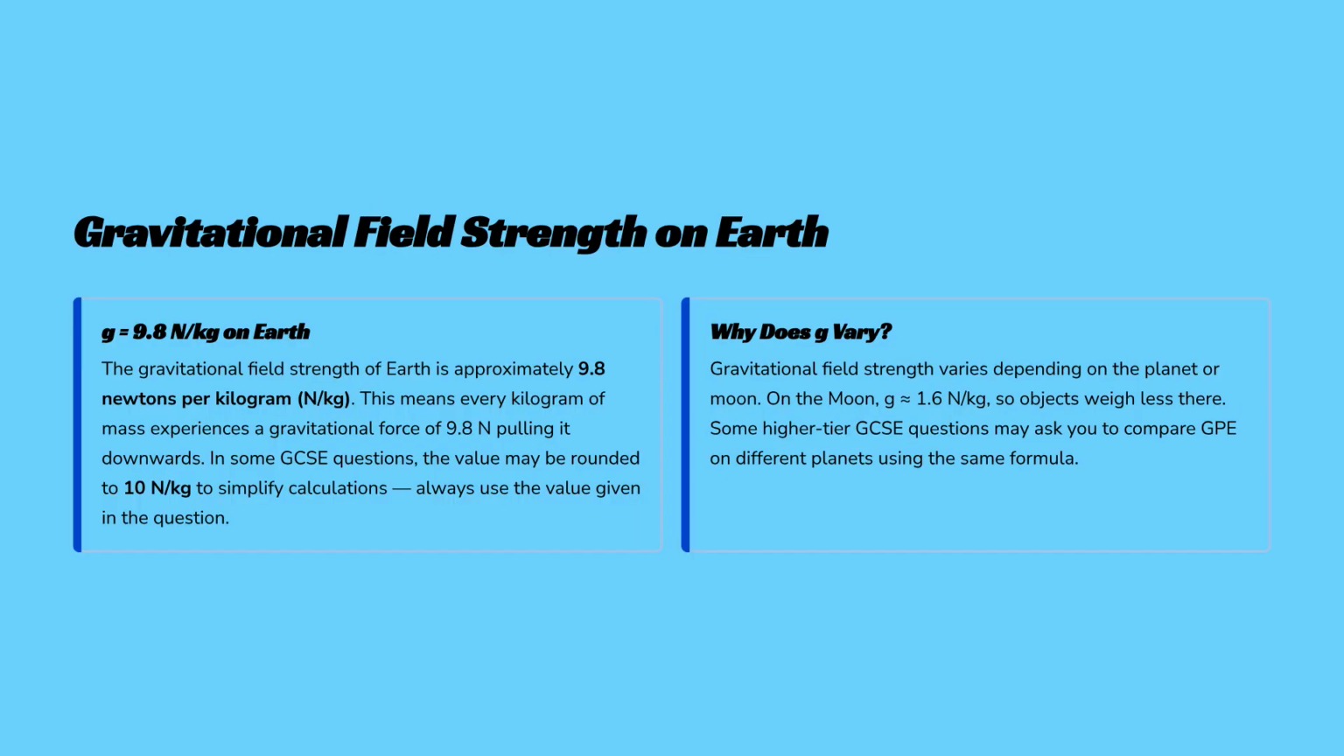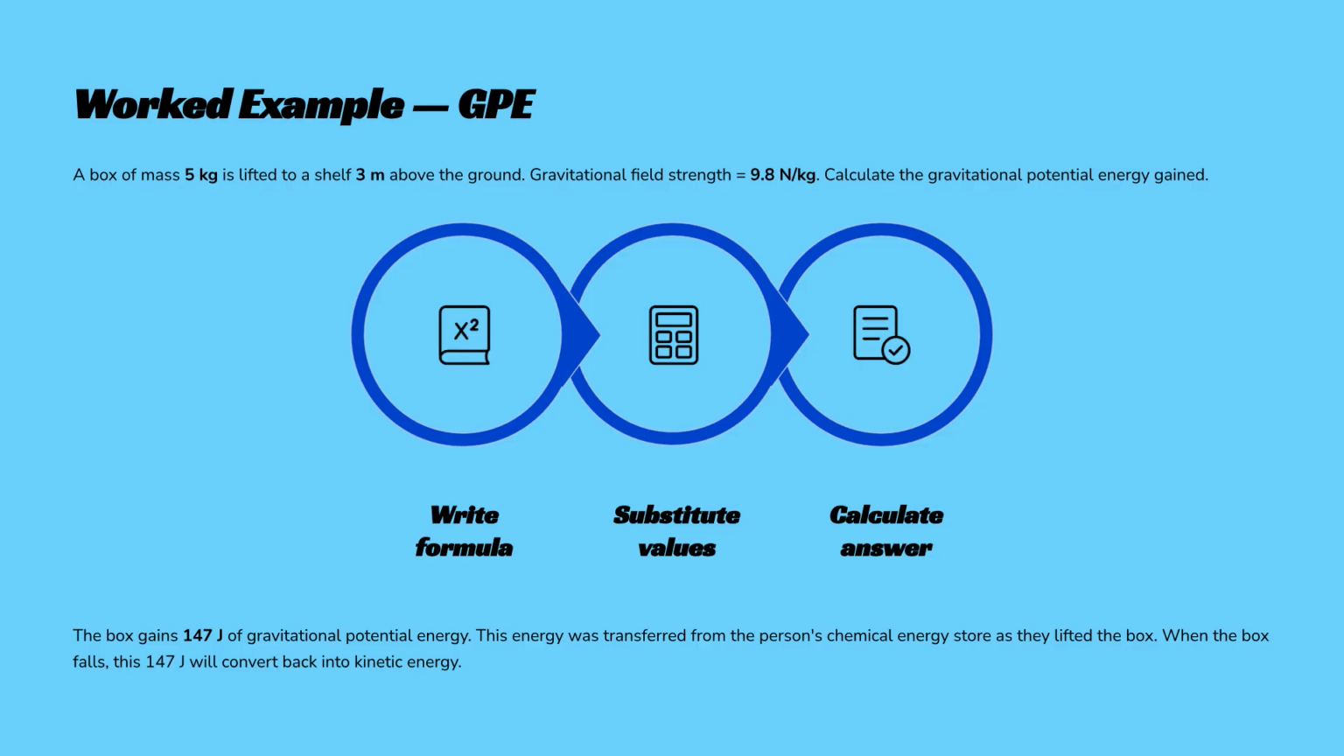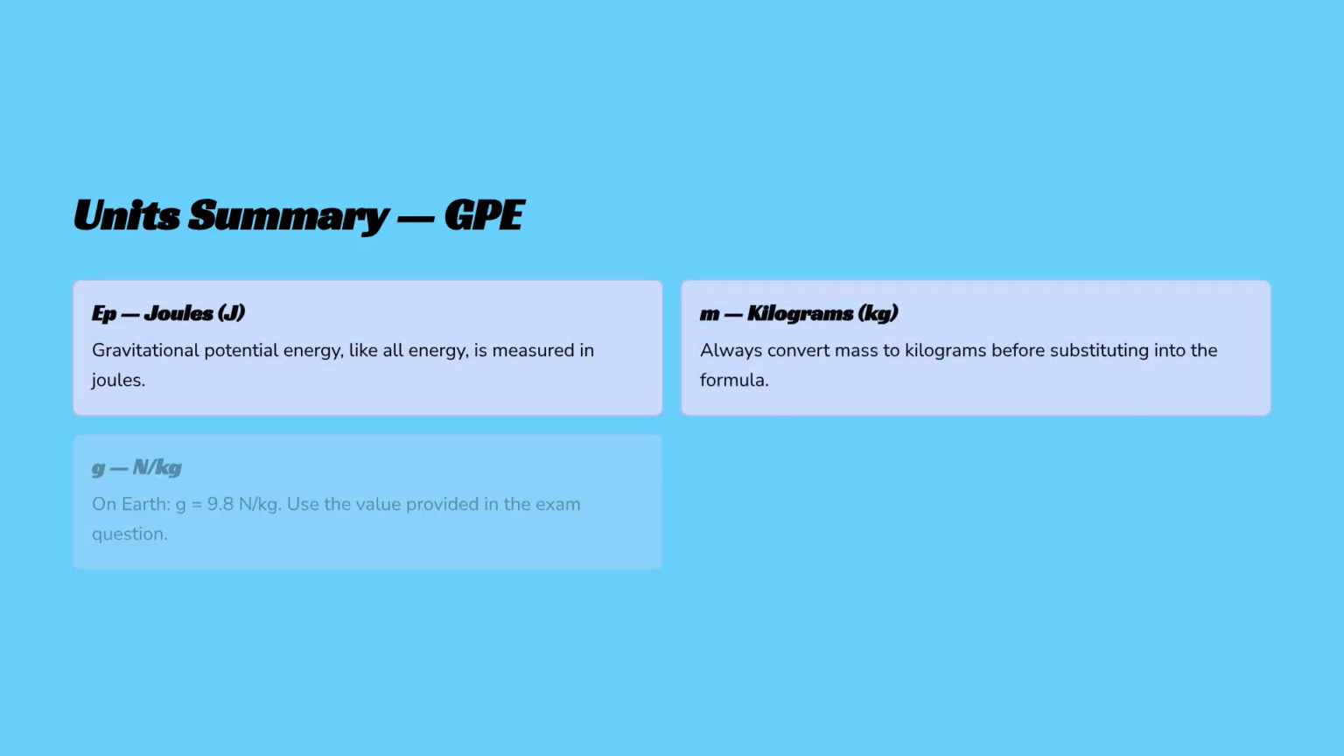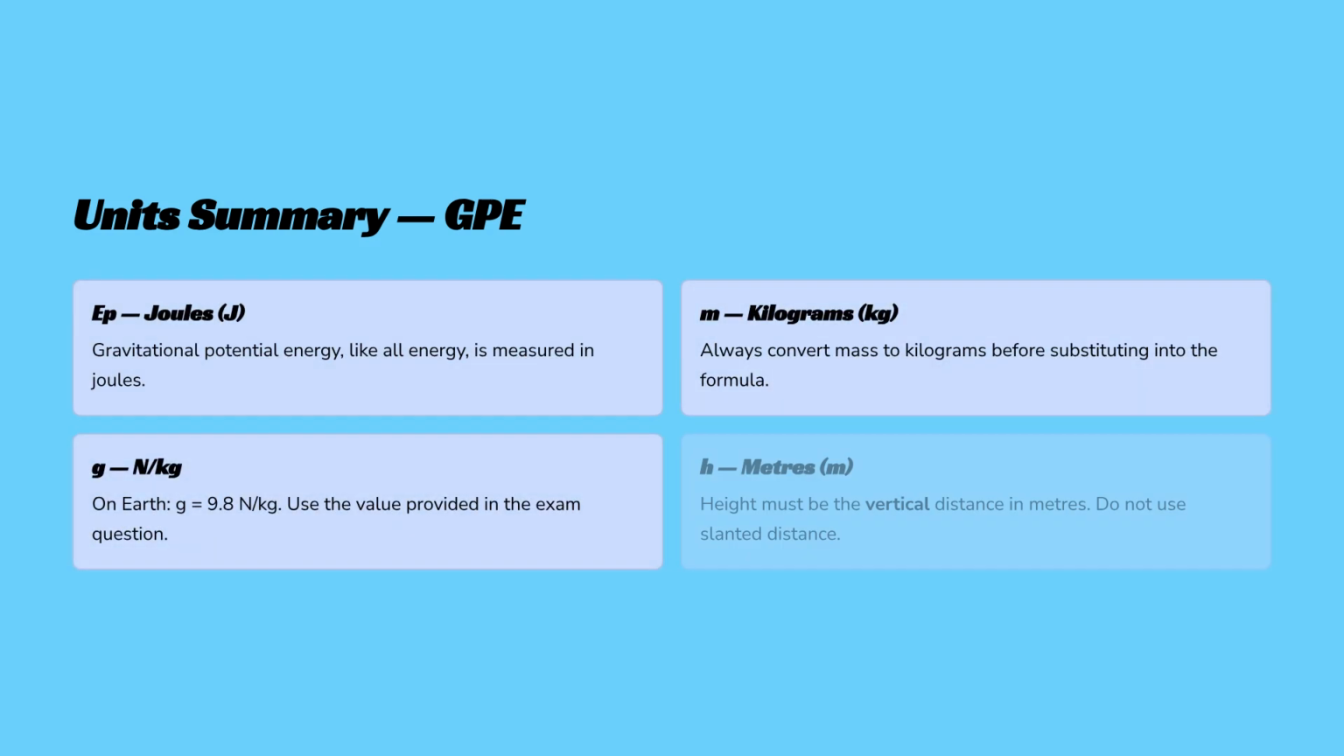Gravitational field strength varies by location. While it is 9.8 newtons per kilogram on Earth, it is lower on the Moon, affecting how much GPE an object stores. Lifting a 5-kilogram box 3 meters high on Earth results in a GPE gain of 147 joules. This energy is transferred and can be converted back to kinetic energy when the box falls. Finally, remember your units: energy in joules, mass in kilograms, gravity in newtons per kilogram, and height in meters. Always use the vertical distance for height.